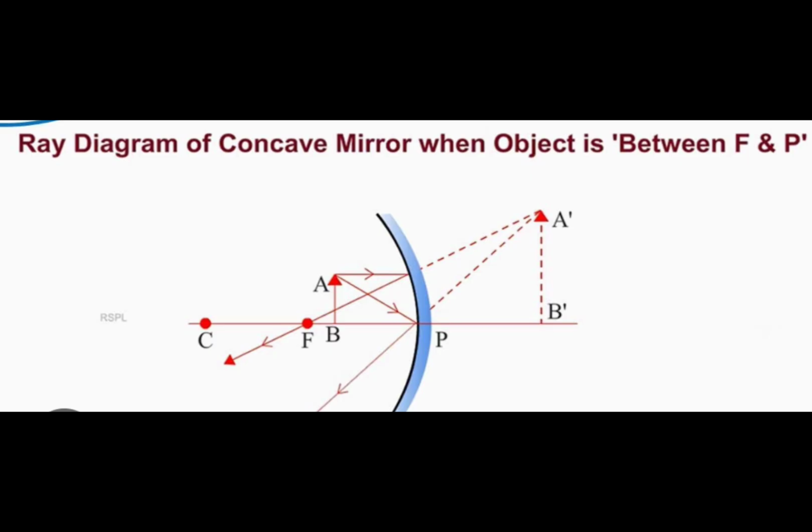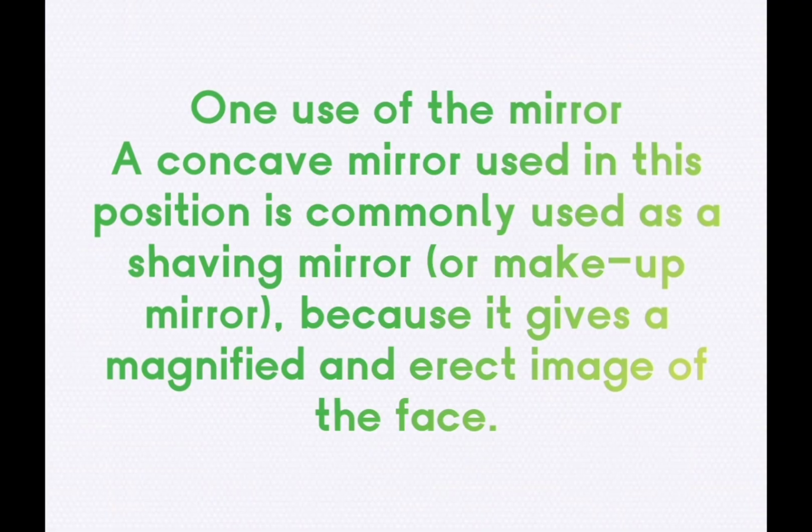Next question: state one use of the mirror based on the above kind of image formation. You are familiar with the uses and applications of a concave mirror, but here they are asking for one use based on the above kind of observation. That means when you keep the object between pole and focus, the image formed is virtual and erect. For that virtual and erect image we should write the applications. So a concave mirror used in this position is commonly used as a shaving mirror, makeup mirror and dentist mirror.